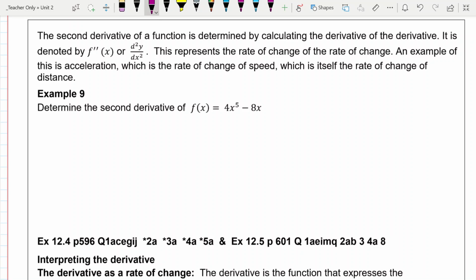So let's have a look how to do our second derivative. If our first function is 4x to the power of 5 minus 8x, our first derivative will be 4 fives or 20x to the 4, take 8, and our second derivative, which is written as f double dashed of x, is 20 times 4, which is 80x cubed, and that's a constant, so there is no variable there.